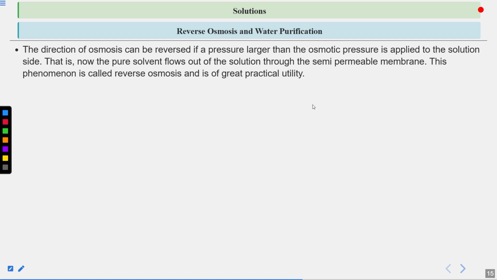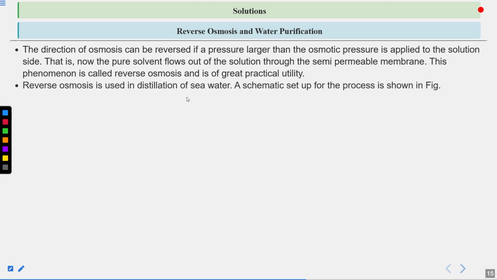Now, this flow of solvent molecules can be reversed. In the first case, we have seen that if we apply a pressure that is equal to the osmotic pressure, then the flow will stop. But if you apply a greater pressure than the osmotic pressure, then the flow will be reversed. This process is called reverse osmosis. And it is used in desalination of seawater.